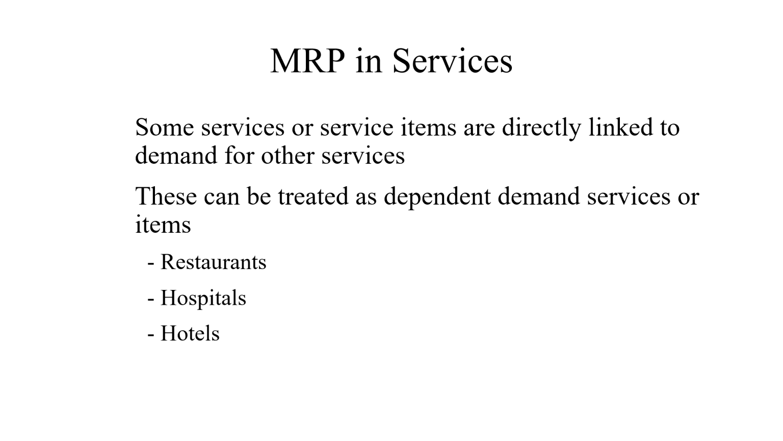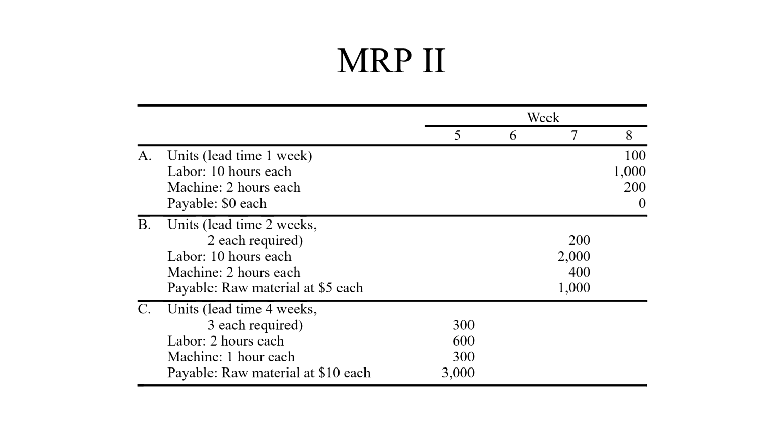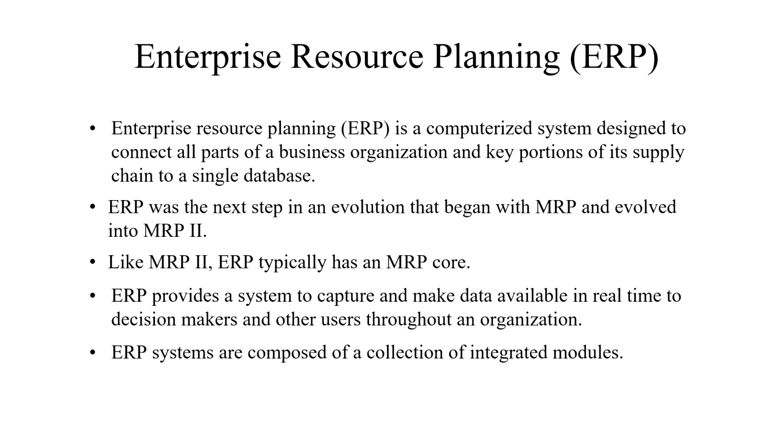Manufacturing resources planning, MRP II, is the next stage in the evolution. Once basic MRP is implemented, then inventory data can be augmented with other information. This would include labor hours, material costs, and capital costs. For example, a schedule shows how production units in weeks 5 to 8 translate into required labor hours, machine hours, and payable costs. Here is that example.